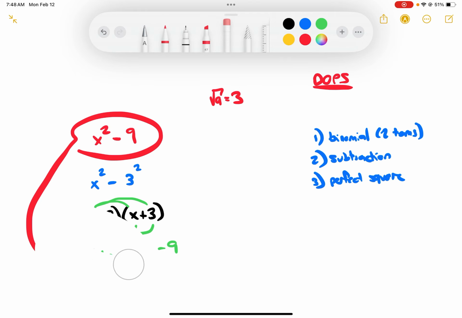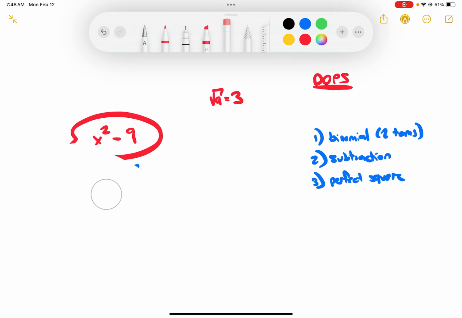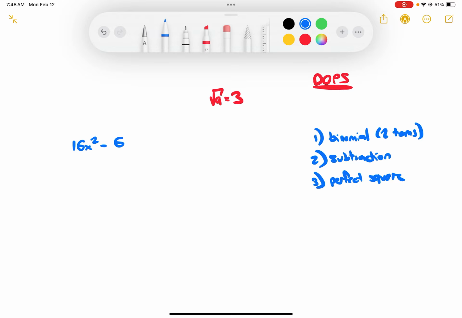So let's look at one more. That's just a little more complicated, right? It doesn't really get too much more complicated with DOPS. The only real wrench in the operation that I could throw is something like this. Now, you will say that we could do greatest common factor here. And the answer is yes, we could do greatest common factor, but we don't have to, right? We could just go straight into DOPS because it is a binomial, 2 terms.